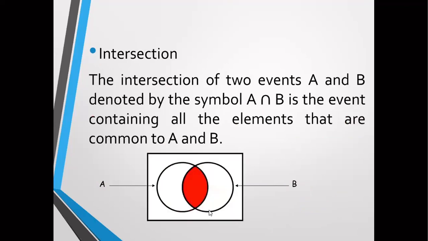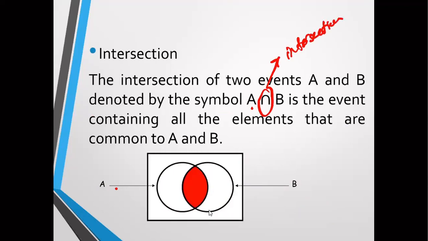Now intersection. What do you mean by intersection? If we have two events like A and B, sometimes there may be an intersection region for both events A and B. We denote it as A intersection B. We use this symbol to denote intersection, right? Intersection.